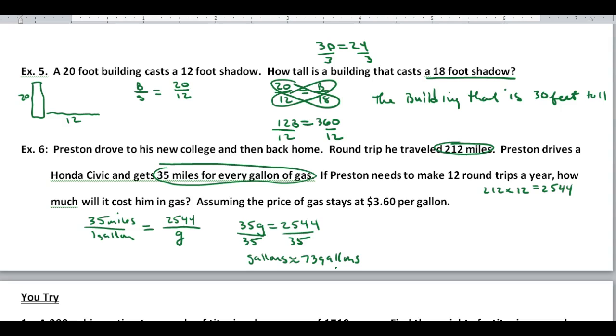Now, if it's $3.60 per gallon, what would I do to figure out the total cost? Well, the cost is going to be the number of gallons I need times the cost per gallon, and 73 times 3.60 would give you approximately $262.80 in gas. That one's a little more difficult because you have numbers all over the place. But write your ratio, figure out what you need to answer the question, set up your proportion, find the number of gallons, and then use the number of gallons to find the cost.